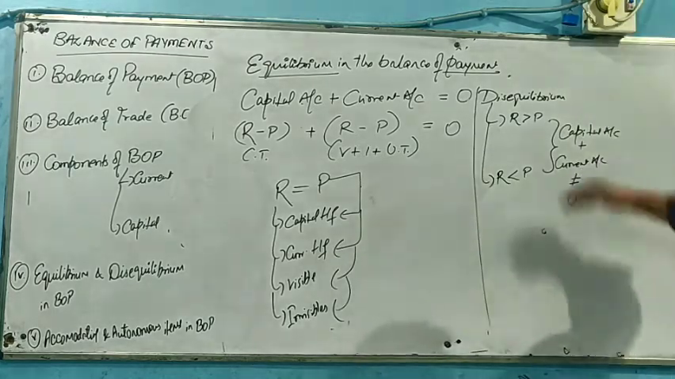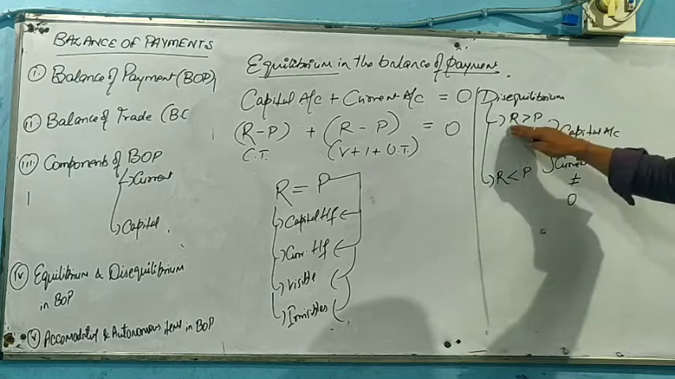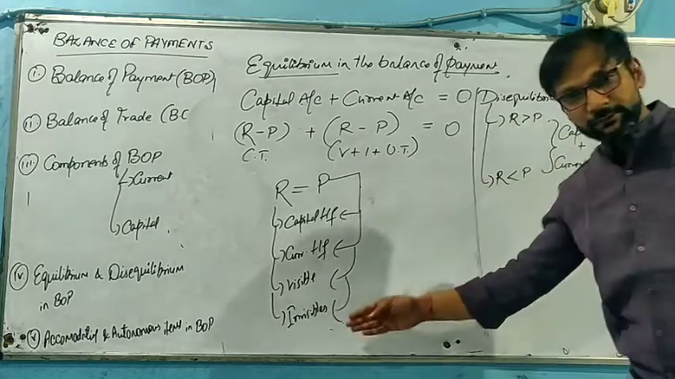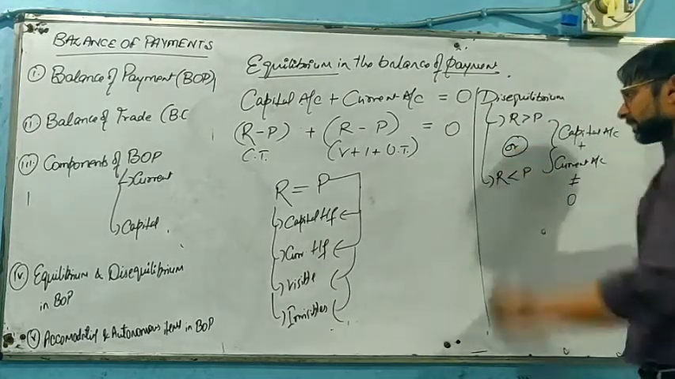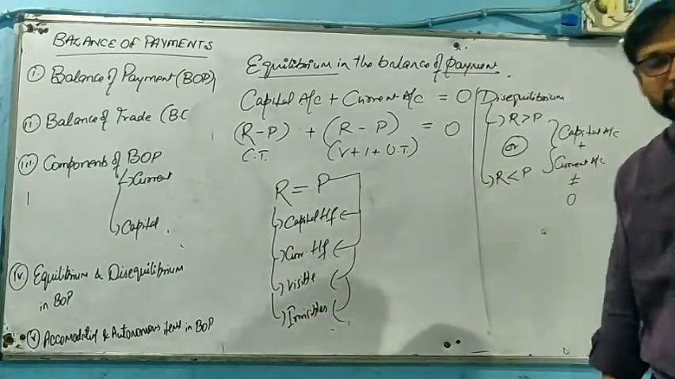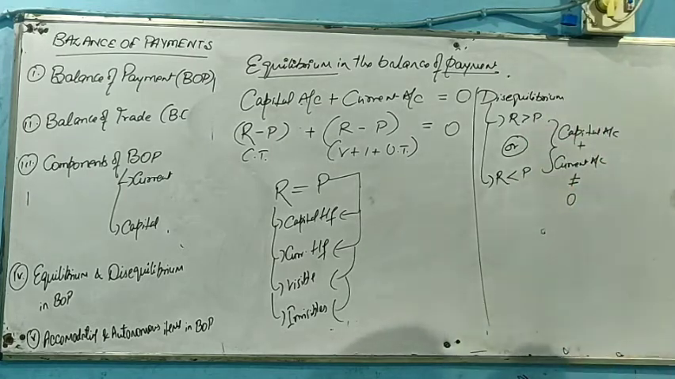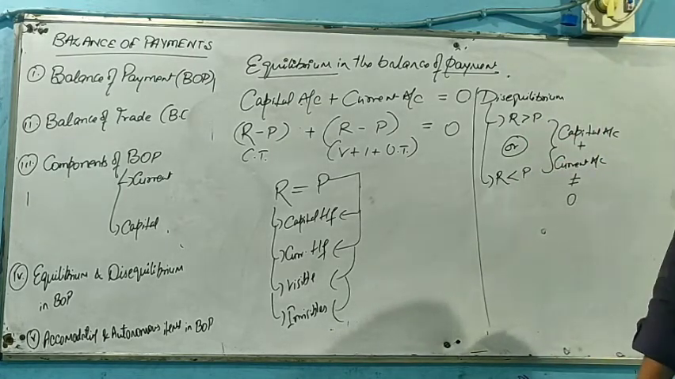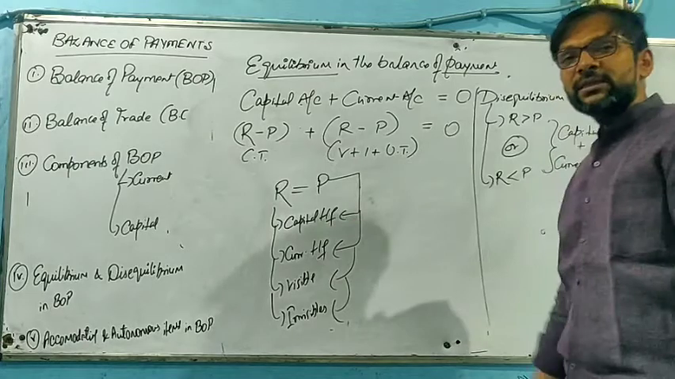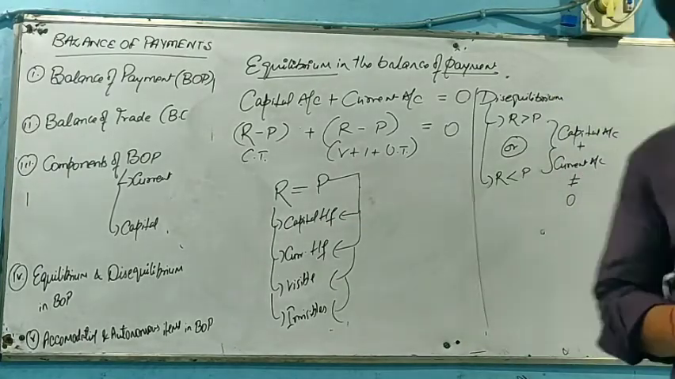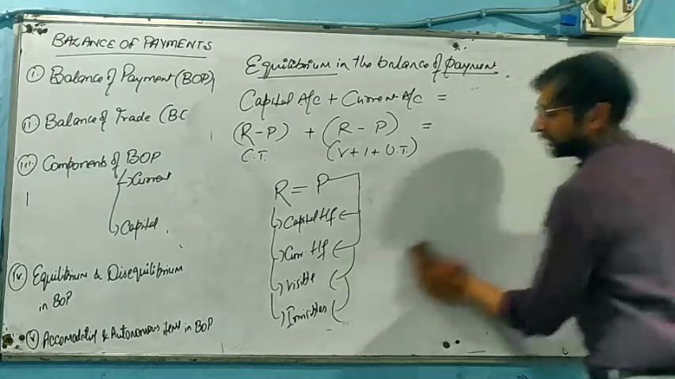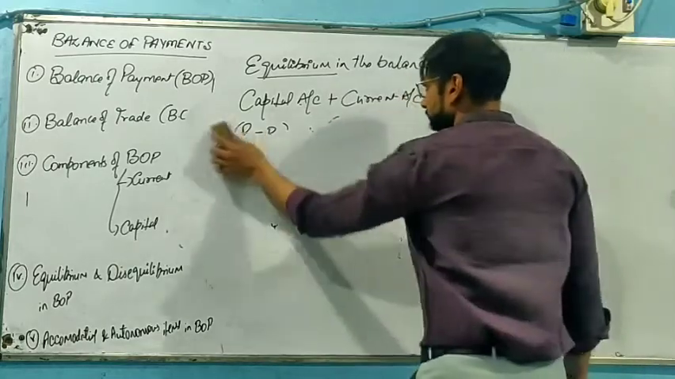Simple. So disequilibrium case will arise when receipts of all the items are either more than payments of all the items, or receipts of all the items are less than payments of all the items. So there will be a case of disequilibrium, and this disequilibrium will be undertaken or will be met by what we say as accommodating items. So now the last topic that we are going to have is the autonomous and accommodating items.